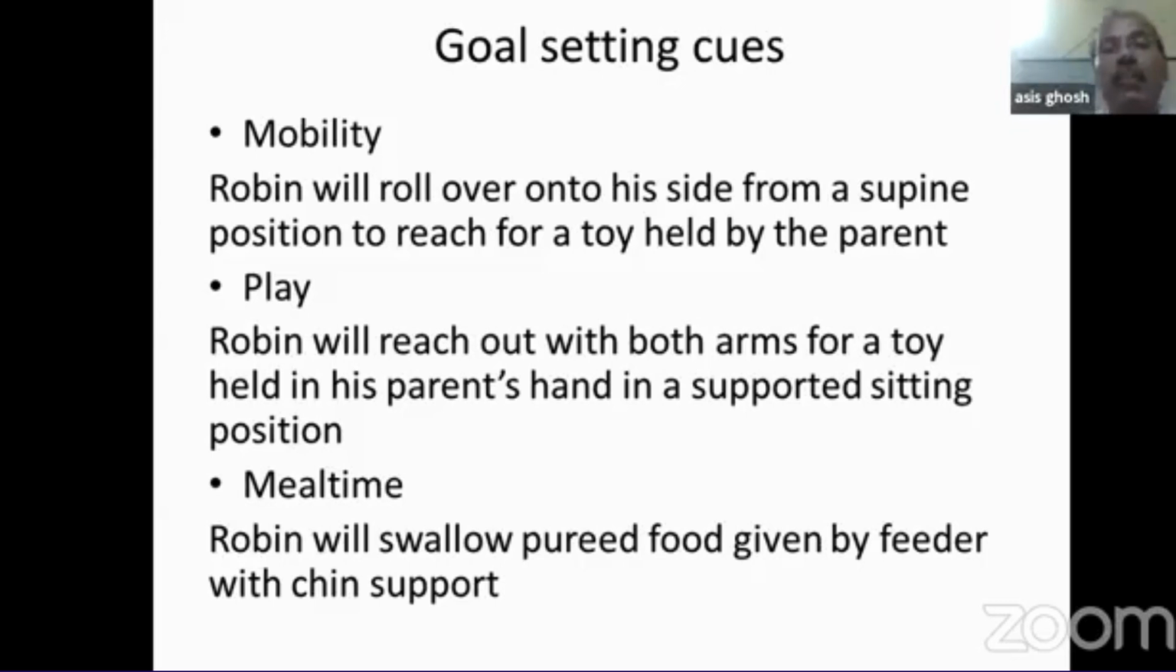So motor activity and communication and participation and fun, everything is taken into account in play. Robin will reach out with both arms for a toy held by his parents, again in a supported sitting position. Mealtime activities: Robin will swallow pureed food given by the feeder with chin support.